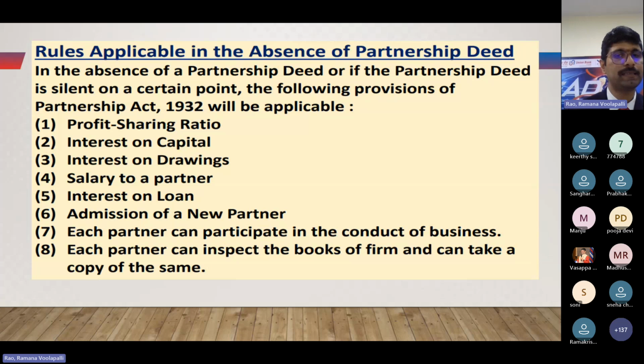Each partner can participate in the conduct of the business. Each partner can inspect the books of the firm and can take a copy of the same. This is what the rules applicable in the absence of the partnership deed. That is the reason that the profit sharing was equal among the partners in the absence of the partnership deed.